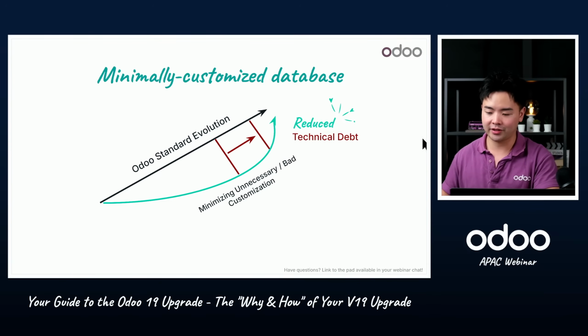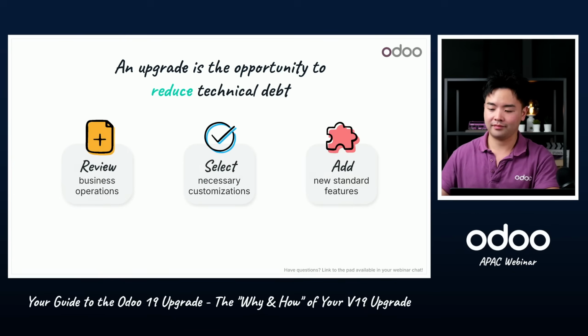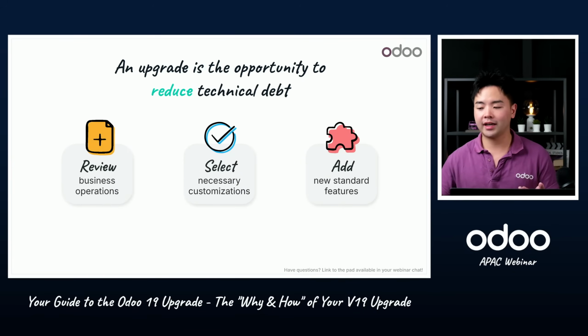And before we move on, there might be a question about customization, as we just talked about bad customization. I think the best way to think about this is, what is good customization? Well, that's when workflows are inline and following Odoo's workflow logic. Hence, reducing the need for customization unless absolutely required for a business operation.